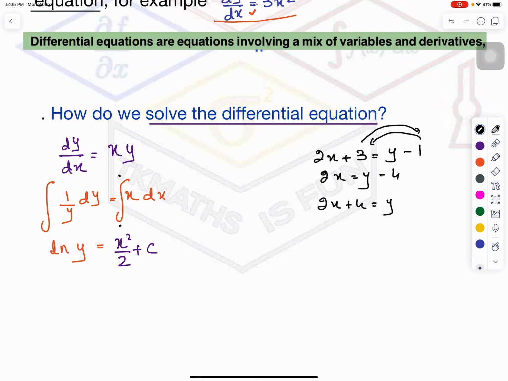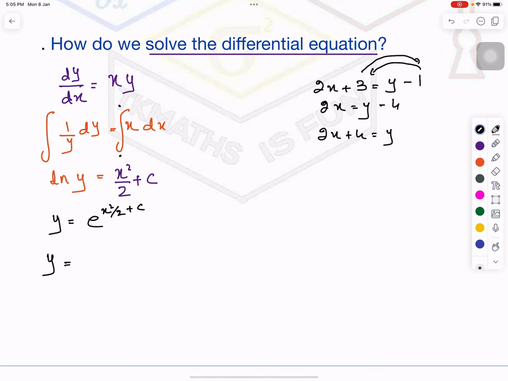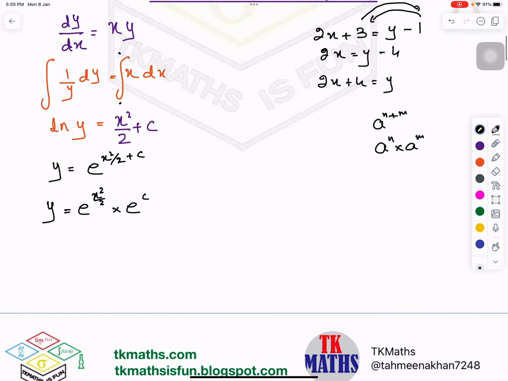Okay. After that, because I'm solving the differential equation, I have to make y the subject. So what will I do? You remember the log? Then y equals e to the power of x square over 2 plus c. After that, y equals e to the power x square upon 2 times e to the power c, because we know the law of indices, which means I can write it separately, right? Now why am I doing this? e to the power c is a constant. I'm replacing it by another letter.